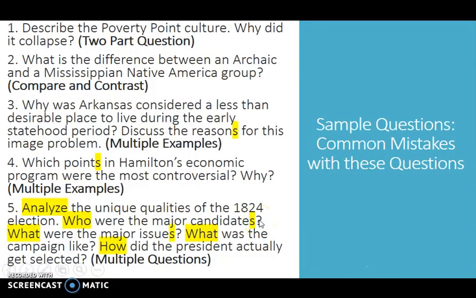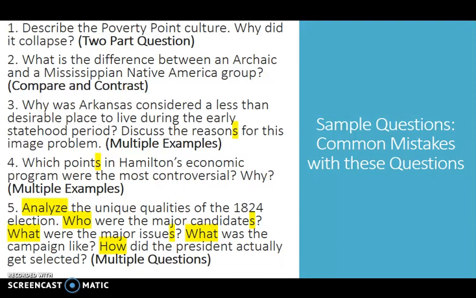So, let's look at some sample questions here. First one: describe the Poverty Point culture and why did it collapse? Well, it's a 2-part question, so you need to give me a description of the culture and then tell me why it collapsed. A lot of times people just talk about it and never tell me why it collapsed, or they'll talk about the collapse and never describe the culture. So you've got to watch out.